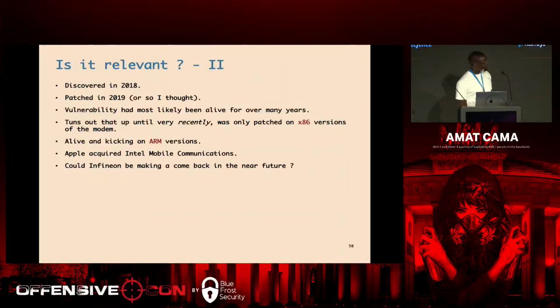Now what I want to say is, in terms of relevance of this, I discovered this bug in 2018 and it was patched in 2019. At least that was my thinking. The bug had most likely been there for many years, and it turns out that until very recently it was only patched on x86 versions of the modem. It was live and kicking on ARM versions, and we know that Apple acquired Intel. Like I said earlier, it acquired Intel, and could it be that they're trying to do something with this modem in the future?